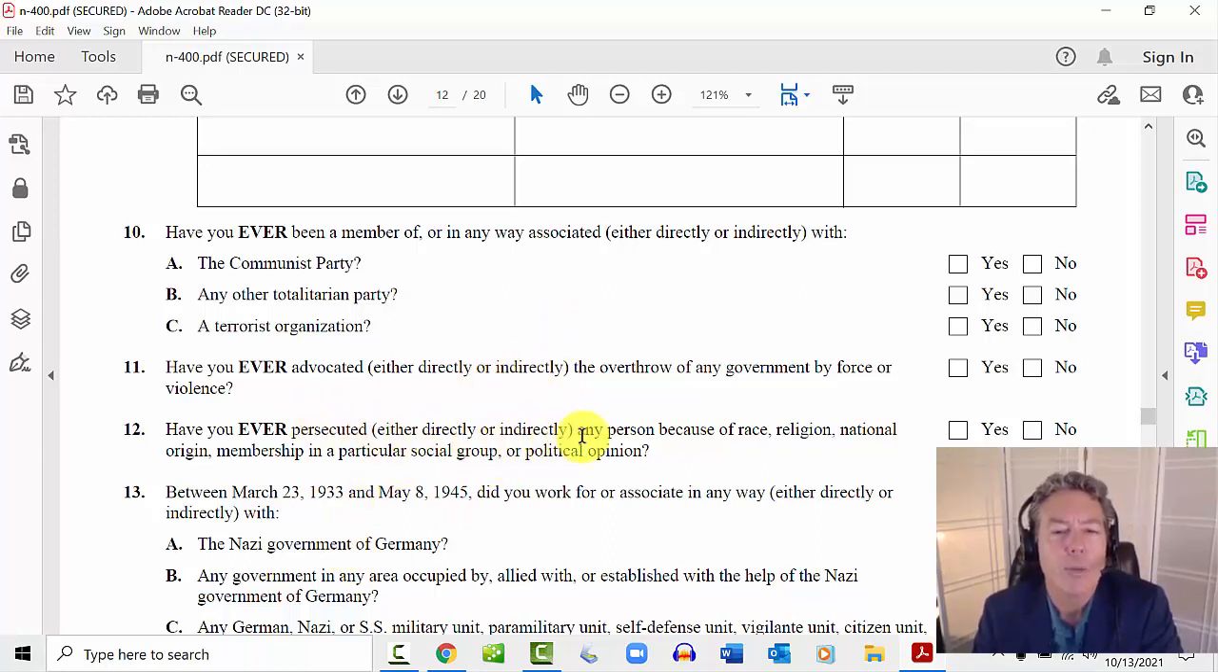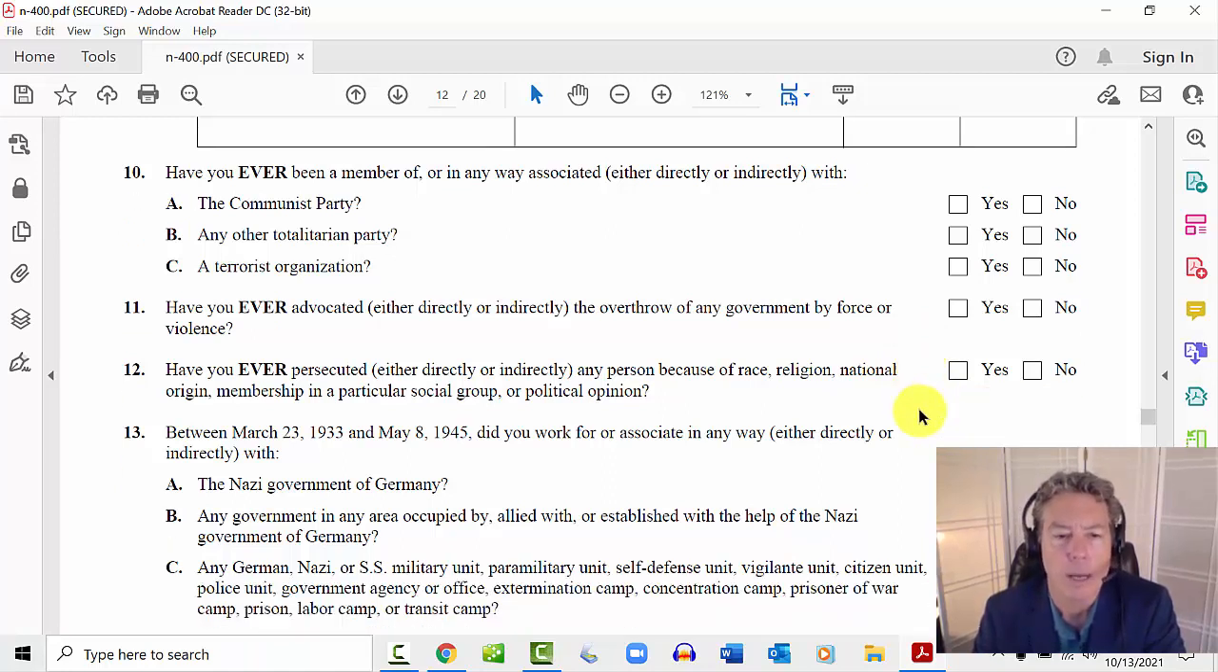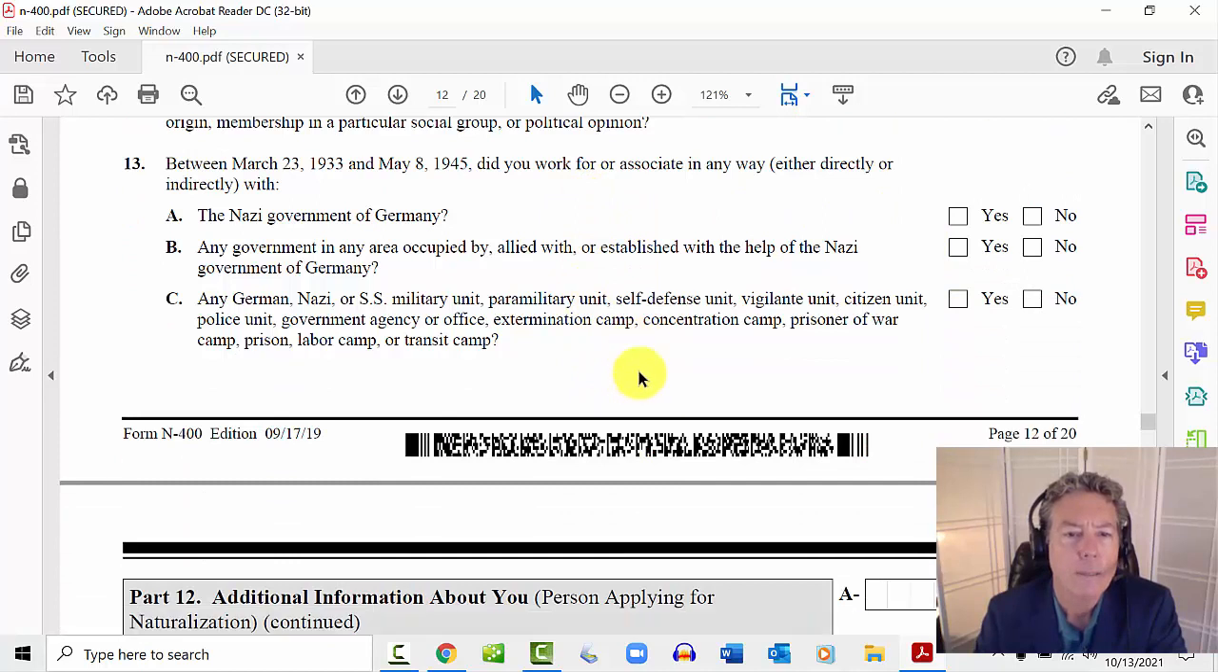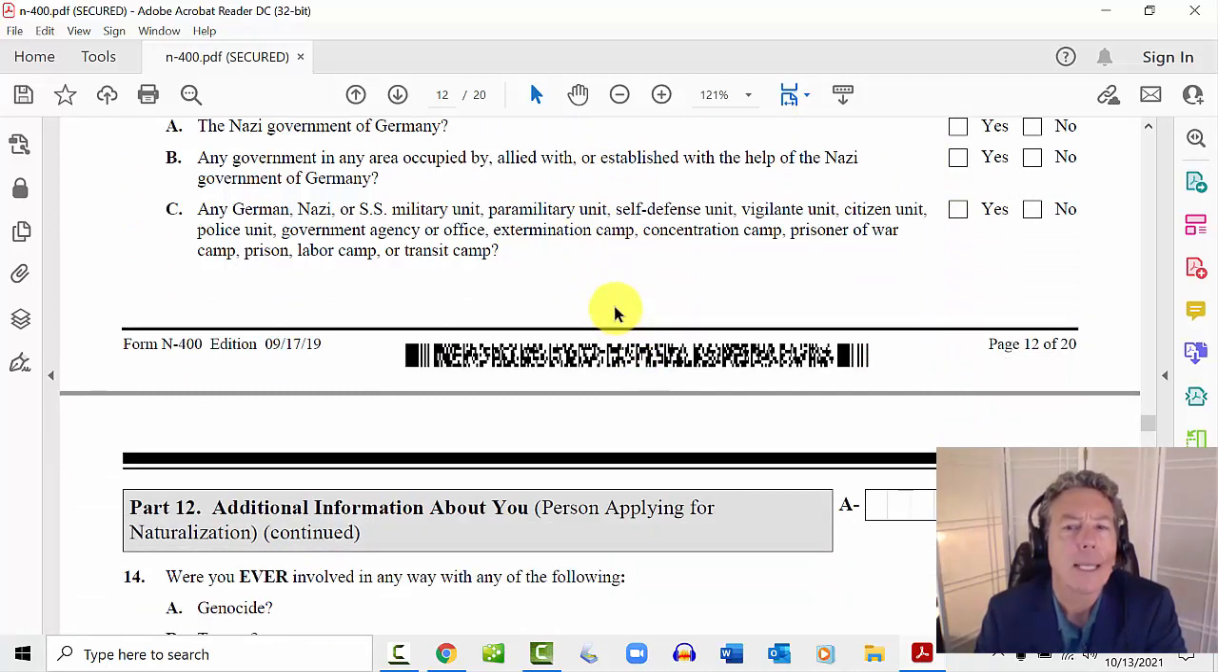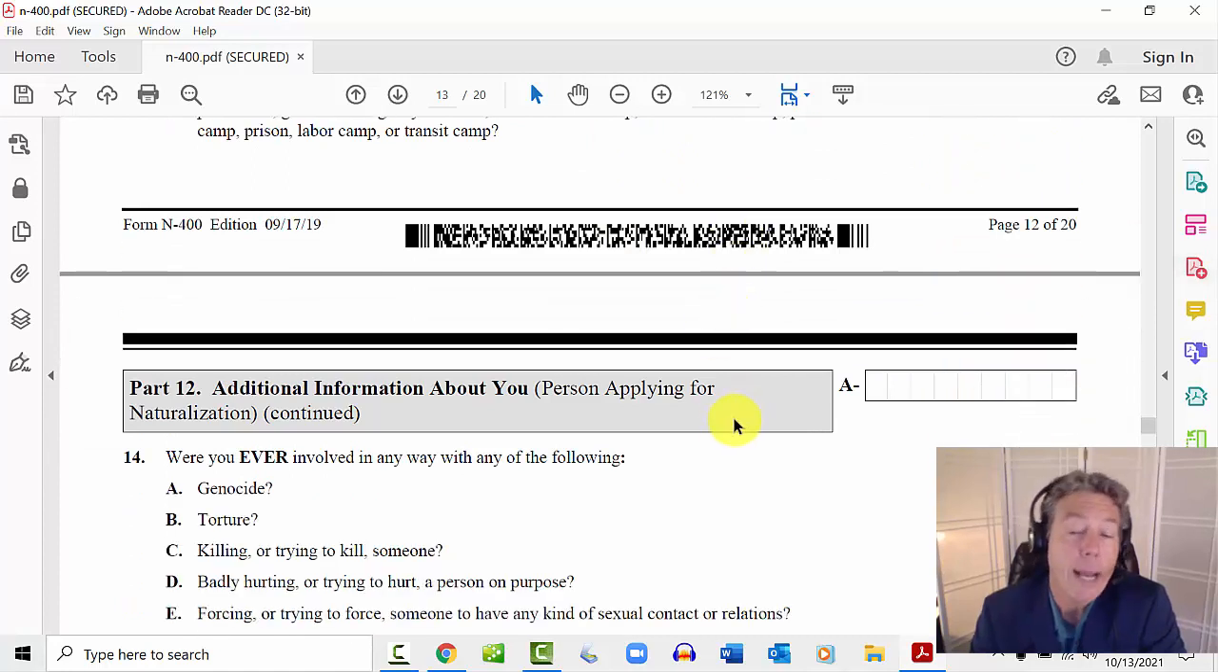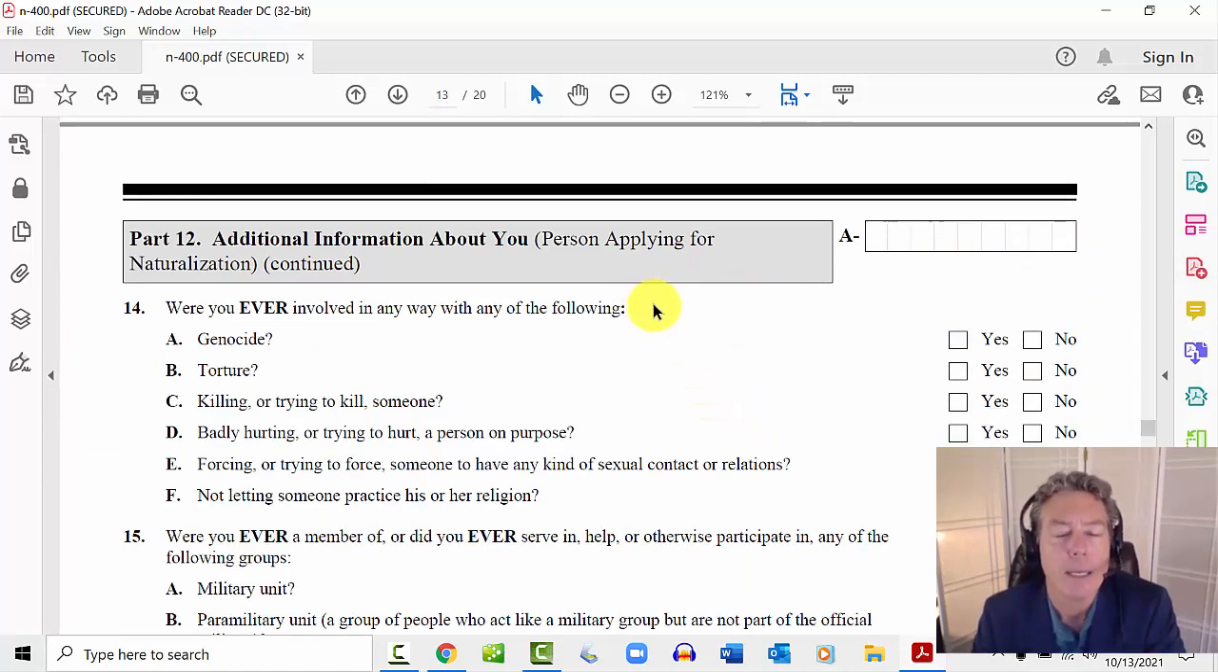Okay. Have you ever persecuted, either directly or indirectly, any person because of race, religion, national origin, membership in a particular social group, or political opinion? Again, these are heavy-duty questions, and if you have to say yes, there are certain waivers for some of this stuff, but you're going to need to talk to a lawyer. Most of the people are just straight up no with all this stuff. Here's the question about Nazis, which a lot of Americans are actually part of. But you can't do that because you're just a permanent resident wanting to be a citizen.